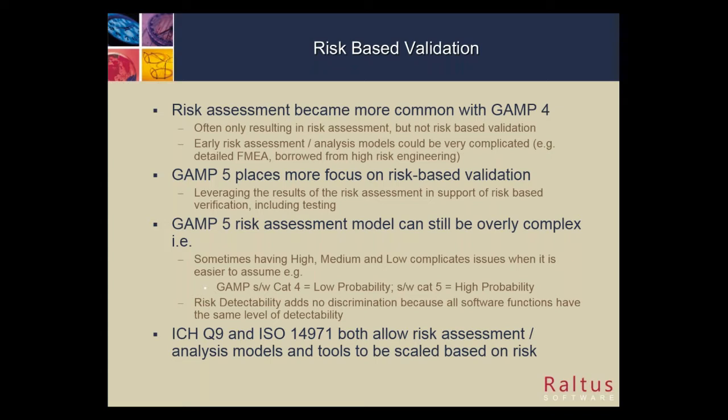Very often also we find that risk detectability doesn't add any extra discrimination to our software risk analysis, where all software functions in the system have the same level of detectability. Adding that complexity to the risk analysis doesn't really give us any more discrimination. And the important thing, if we look at our risk models, our standards coming out of the pharmaceutical and medical devices industry, so ICH Q9 and ISO 14971, both of those documents allow us to scale our risk assessment or risk analysis model based upon the high level risk of the system or software itself. So we can use simpler or more complex risk assessment models depending on the project and depending on the software.